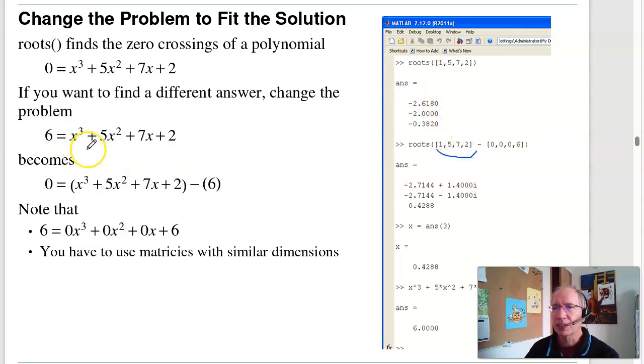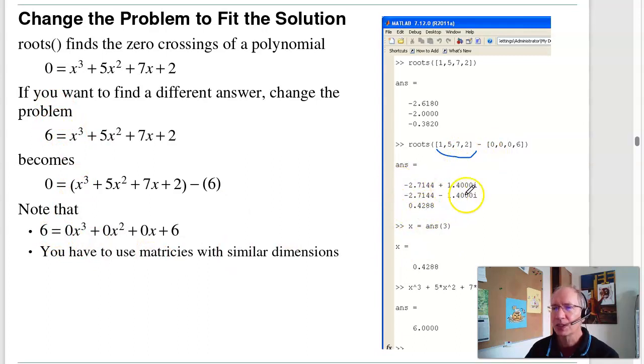That's your 1x cubed, 5x squared, 7x and 2, minus 0, 0, 0, 6. For matrices, when I add and subtract, these have to have the same dimensions. What this means is 0x cubed, 0x squared, 0x plus 6. Now these are both 1 by 4 matrices. I can subtract them. And the roots are when the original problem equals 6.